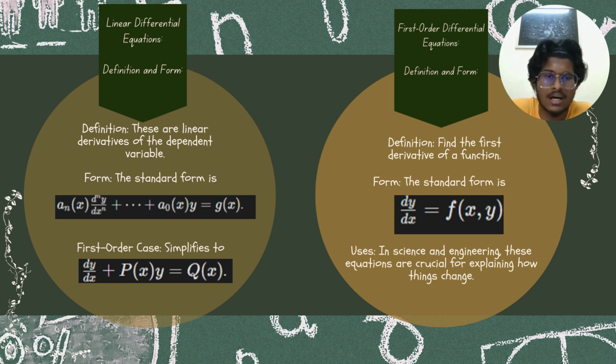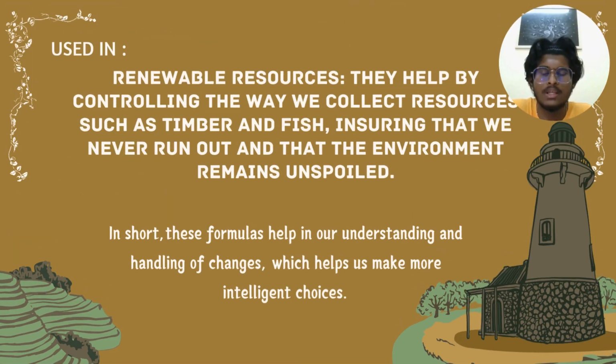These equations are critical for explaining how things change. Normally ODEs are used in renewable resources. They help by controlling the way we collect resources such as timber and fish, ensuring that we never run out and that the environment remains unspoiled. To make it shorter, these formulas help in our understanding and handling of changes, which helps us make more intelligent choices.